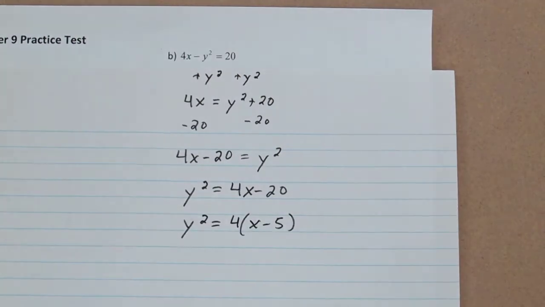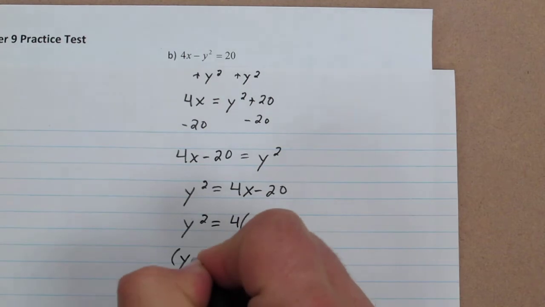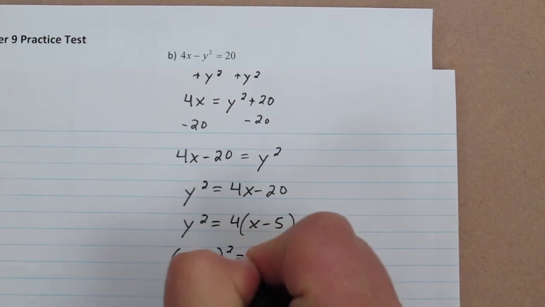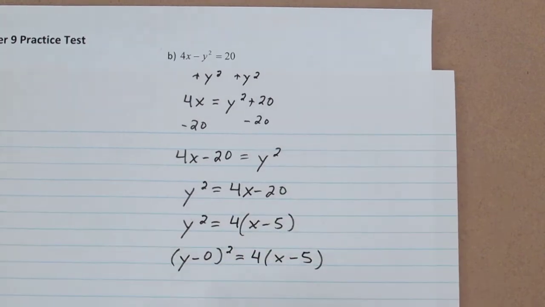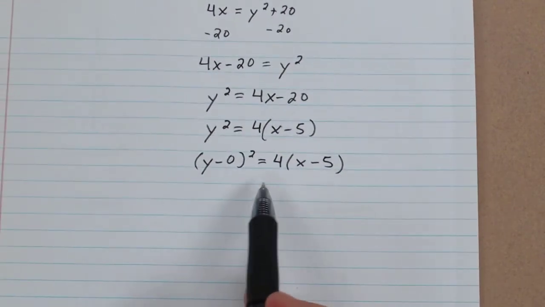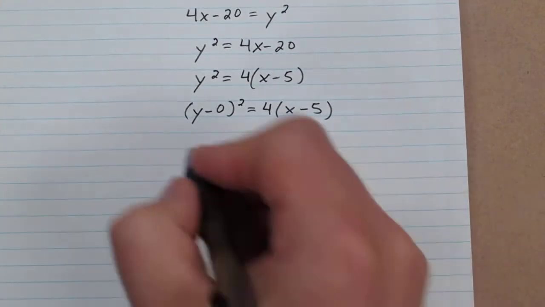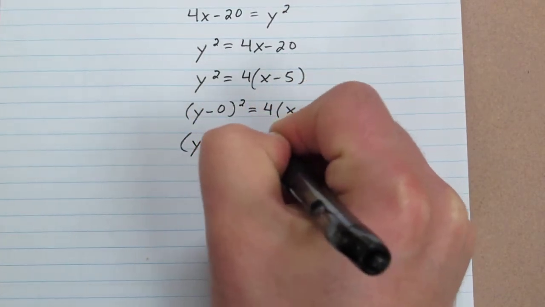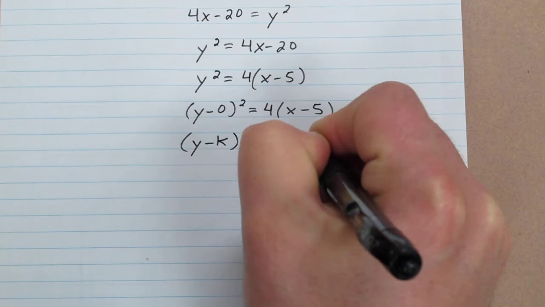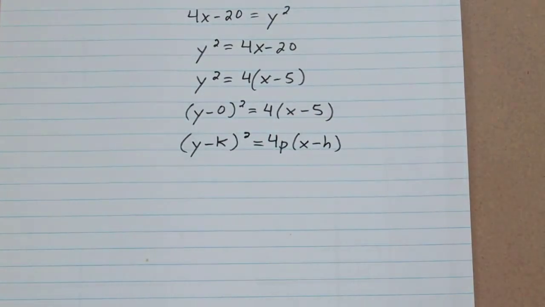And this last step's a little weird. I'm going to rewrite y as y minus 0. Those are the same, so we can do that. And the reason I did that is because now we have it in what's called vertex form. Vertex form for a y squared parabola is y minus k squared equals 4p times x minus h. And this will allow us to find where the vertex is and all the other characteristics.